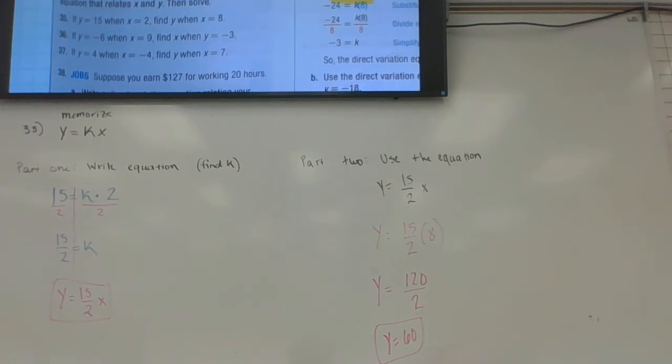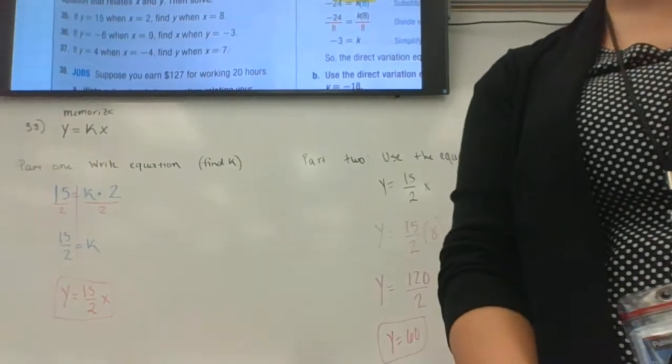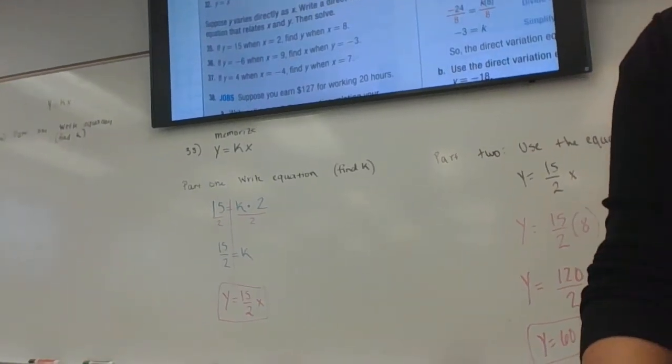Alright, 36, same thing. You got part 1. Write the equation. You guys go ahead and find K. Find K on 36. Plug in the first 2 values. Solve for K.